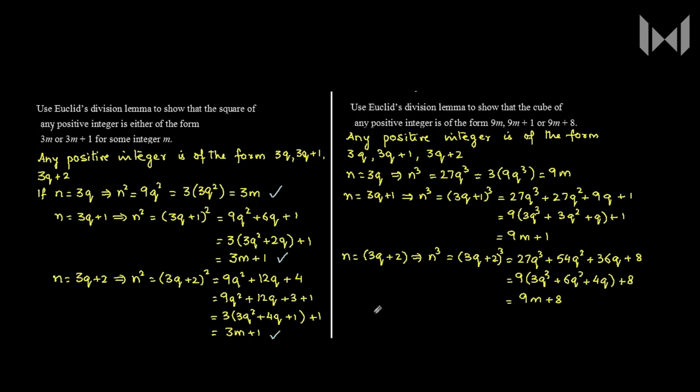And so the cube of any positive integer is of the form 9m, 9m plus 1 or 9m plus 8.